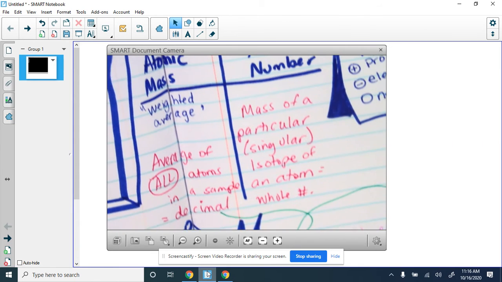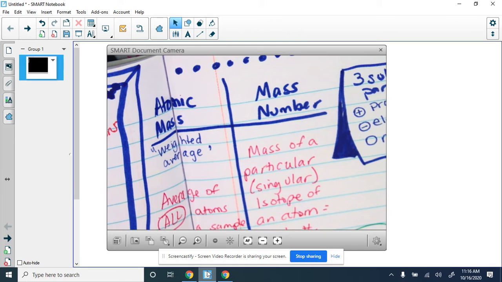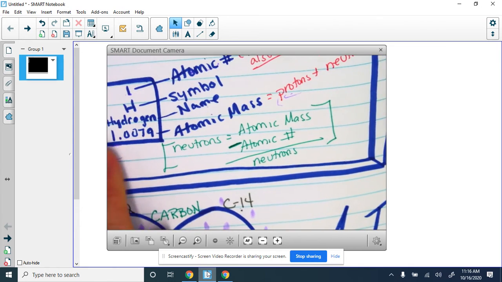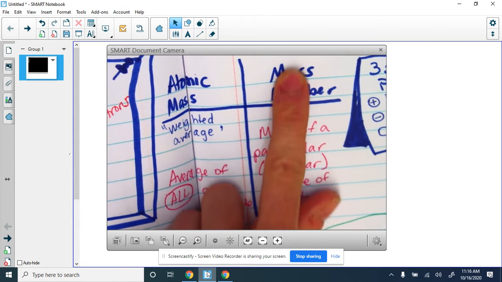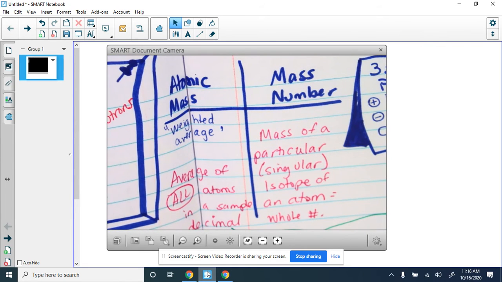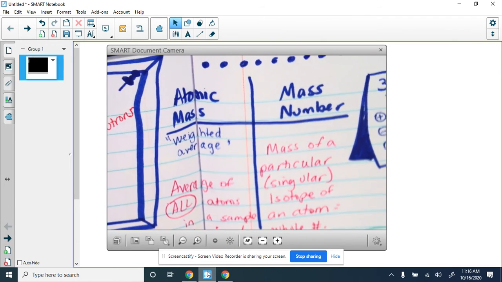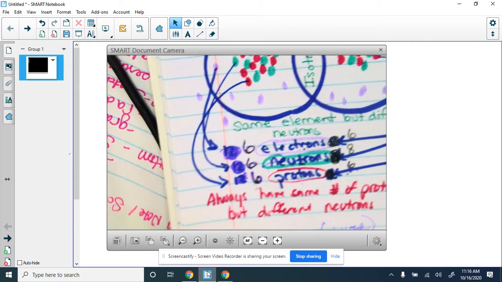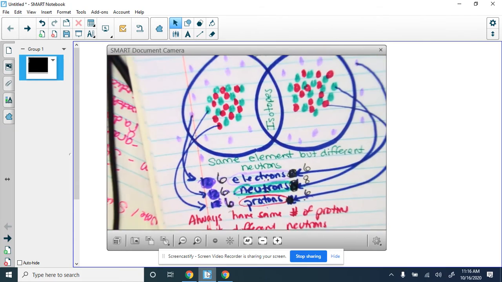So we have two different numbers that we're looking for when we're talking about the mass of an atom. We can either talk about a sample, which is where this decimal comes from, and that would be the atomic mass. And then the atomic number would be for one particular isotope of that atom. So when we're talking about isotopes, let's look at that first to understand the atomic mass and the atomic number. Let me go back.